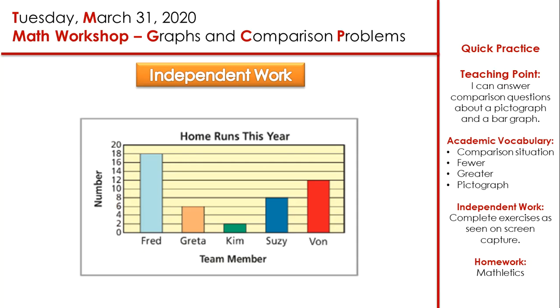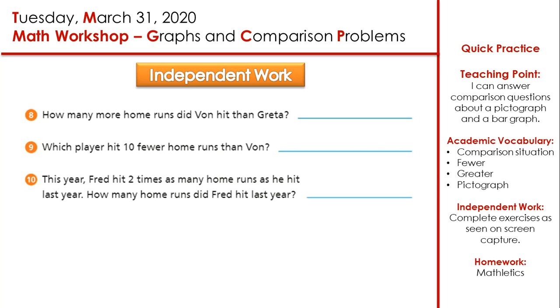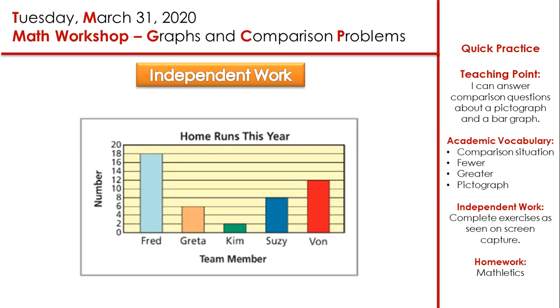So the next one that you're going to be practicing on is this bar graph. We have the title right at the top, home runs this year. So right there we can see that we're talking about home runs. We have Fred, Greta, Kim, Susie, and Bon, with Fred being the one that homered the most, 10. Right, so how many more home runs did Bon hit than Greta?